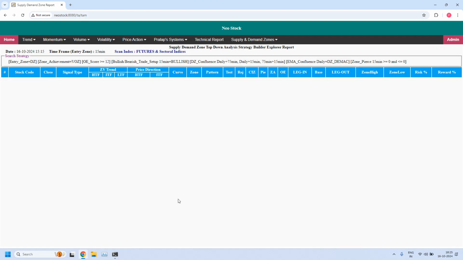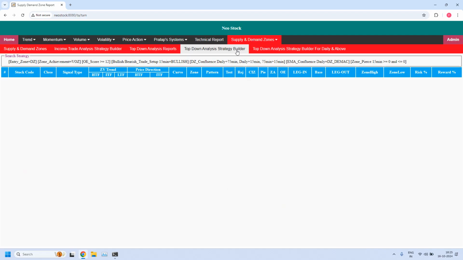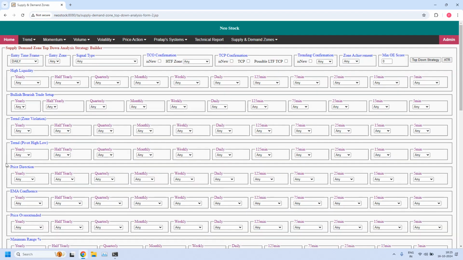No, it is not supporting any EMA confluence, no issues. Next, let us look for bearish trade setup for daily income trade. That is entry time frame, 15 minutes, entry zone, supply zone. In bullish or bearish trade setup, at 15 minutes time frame, I am selecting bearish.